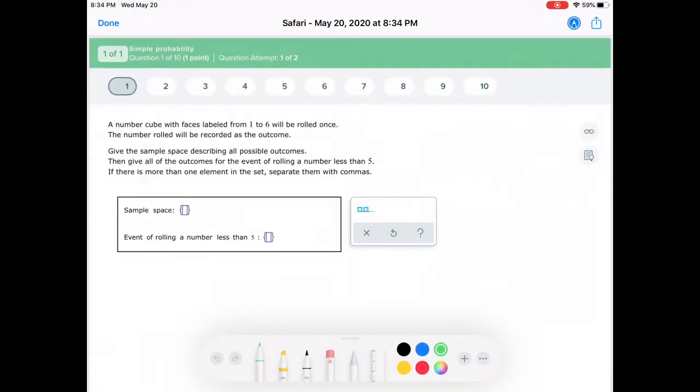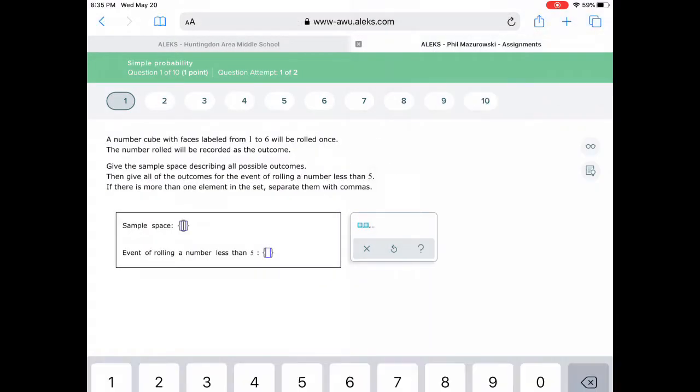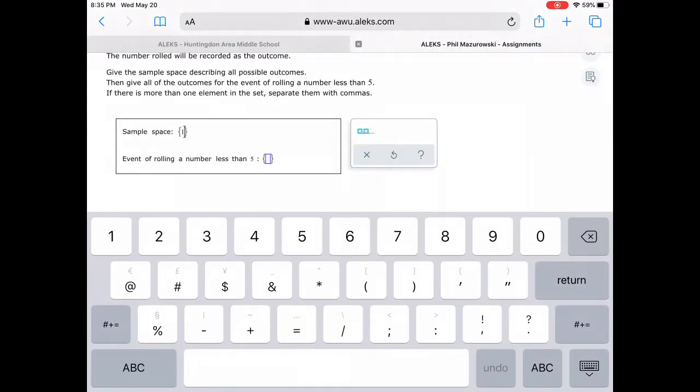Taking a look at some of the problems you're going to see on ALEKS, the first couple talk about the sample space. Instead of dice, like I mentioned, they call it a number cube with the 6 faces labeled 1 through 6. So the sample space, as we talked about before, is all of the numbers on that cube. So we've got 1, and they want us to separate them with a comma, 2, 3, 4, 5, and 6.